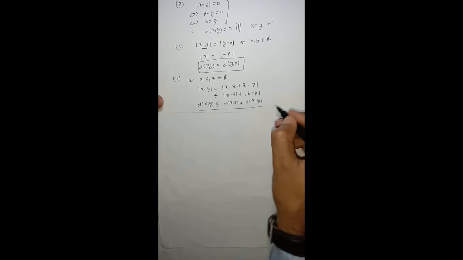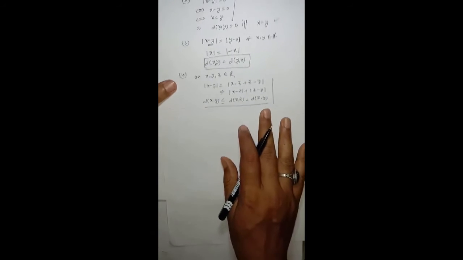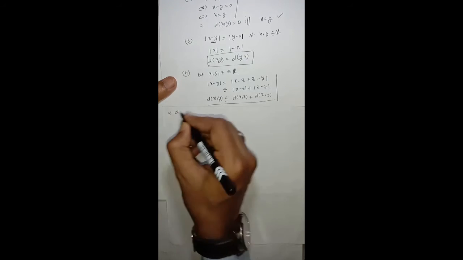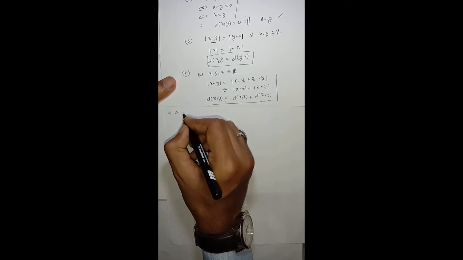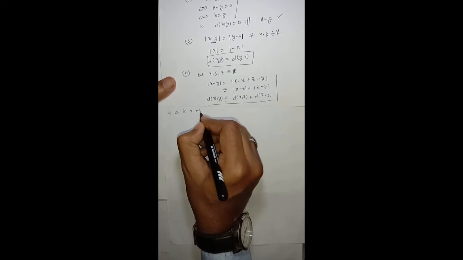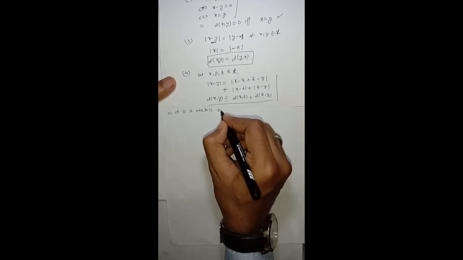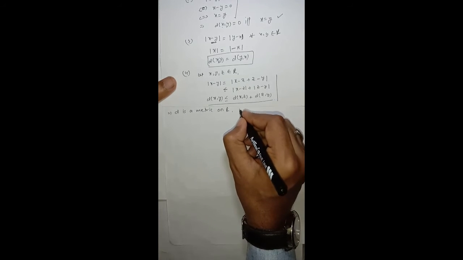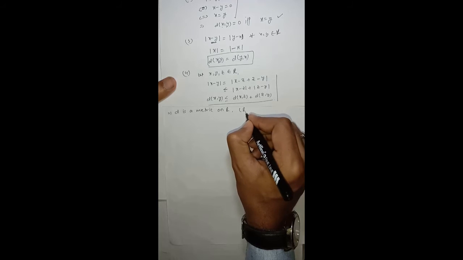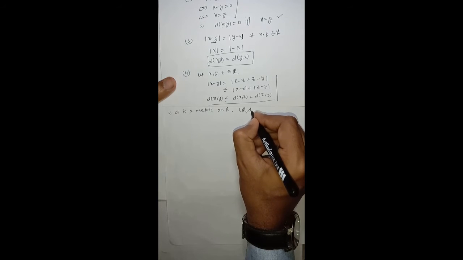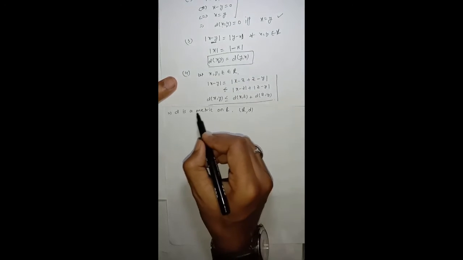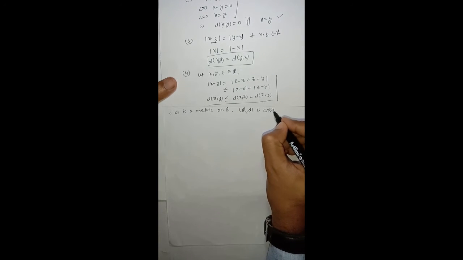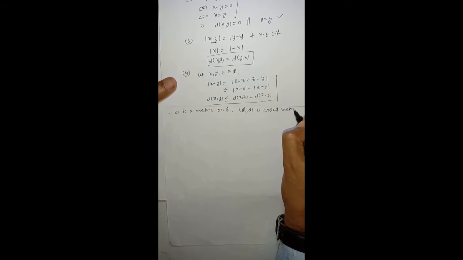Hence we can say that this implies d is a metric on R, and therefore we can say R equipped with d, where d is defined as above, is called a metric space.